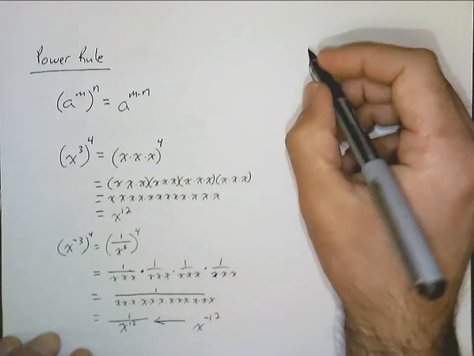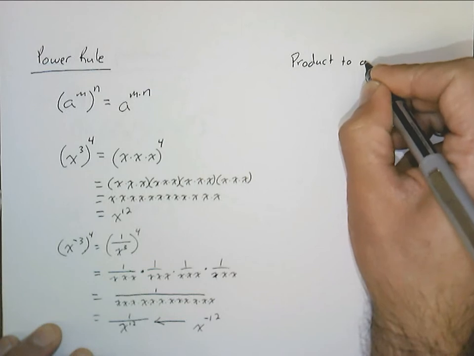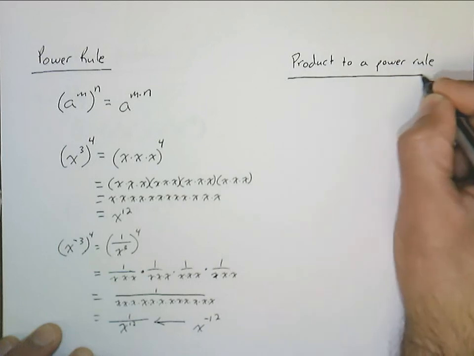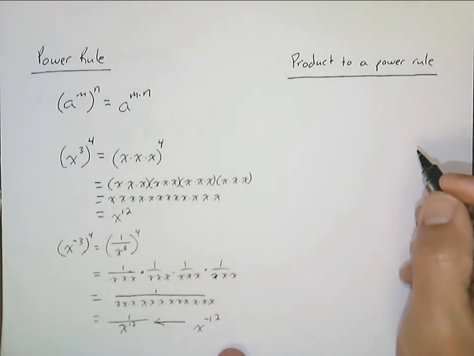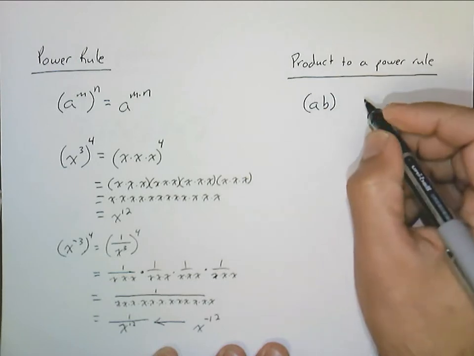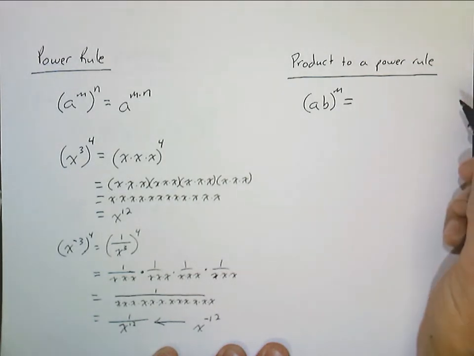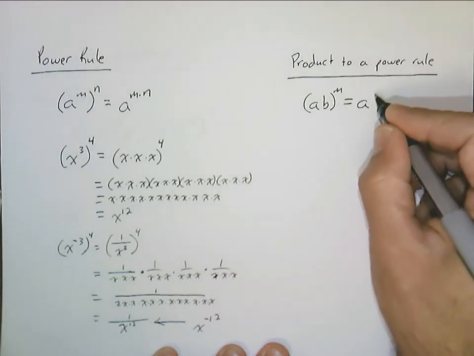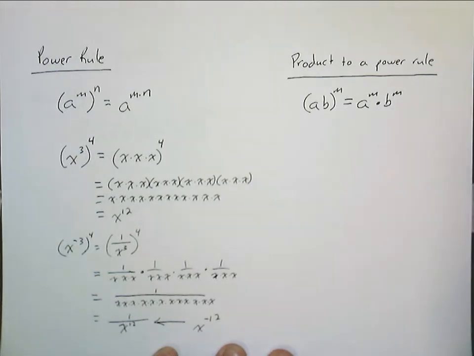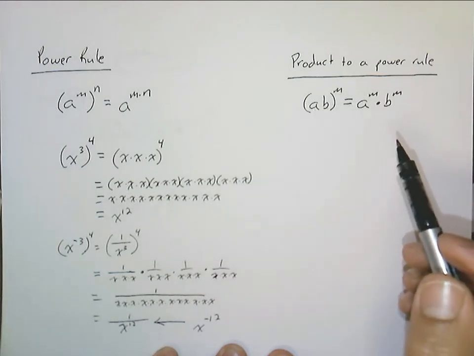Finally, we have what's called the product to a power rule. And of course, like the name implies, this is when we have a product, a times b raised to some exponent, say m. What happens with this? Well, that's just a to the power of m times b to the power of m. Notice this exponent gets applied to each of the factors in this product.